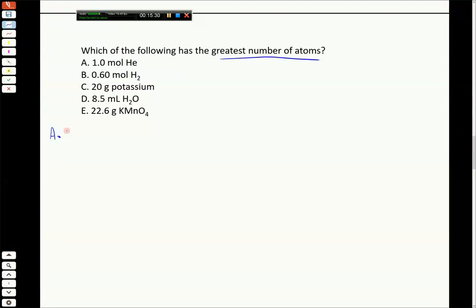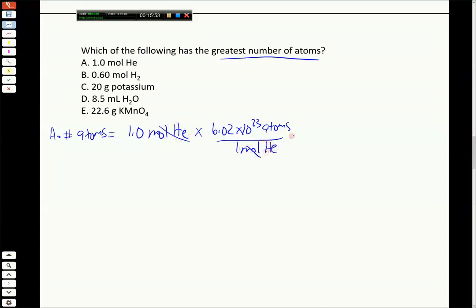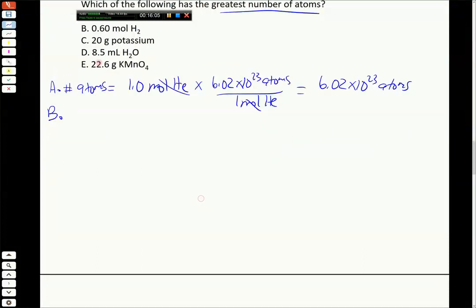So in choice A, the number of atoms is going to be, we have 1.0 moles of helium. Helium is a monoatomic element, so if we just multiply that by Avogadro's number, 6.02 times 10 to the 23rd atoms in 1 mole. And so this is just going to have Avogadro's number atoms. Alright, so choice A is Avogadro's number.